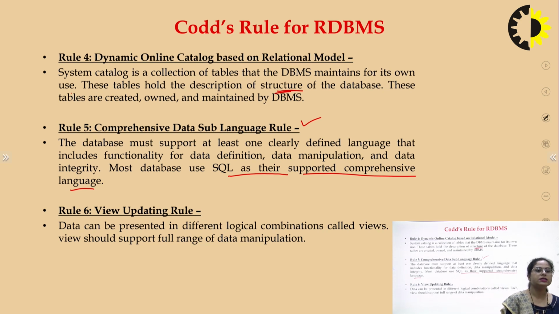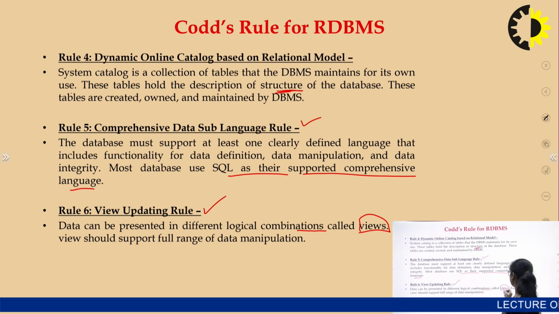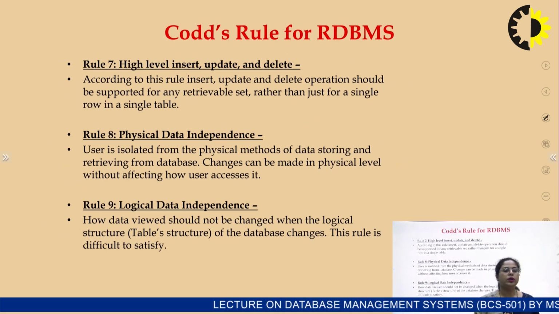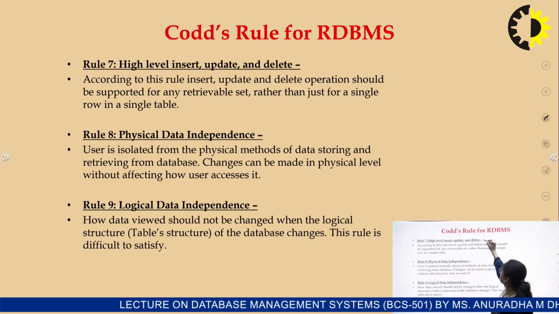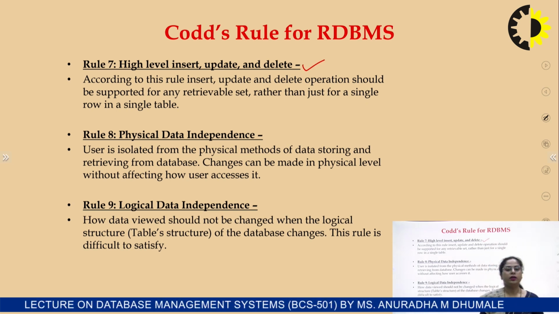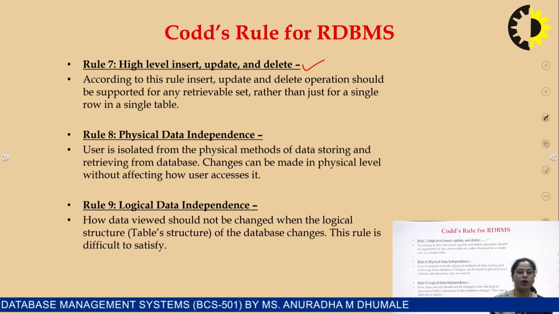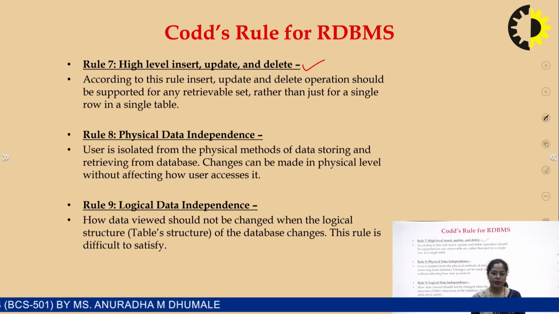Rule 6 is the view updating rule. Data can be presented in different logical combinations called views. Each view supports the full range of data manipulation. The next, 7th rule, is high level insert, update, and delete. We do various types of operations in a database, that is the insertion, update, and deletion of the data.